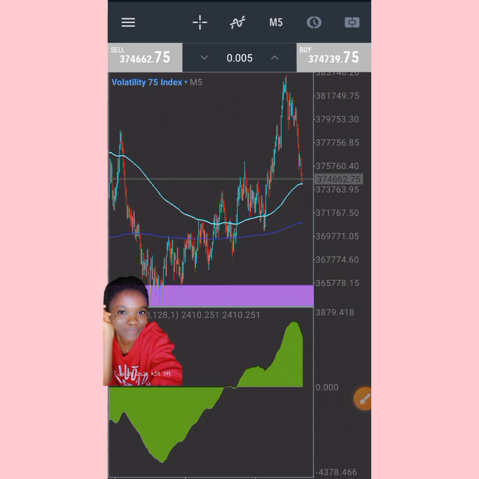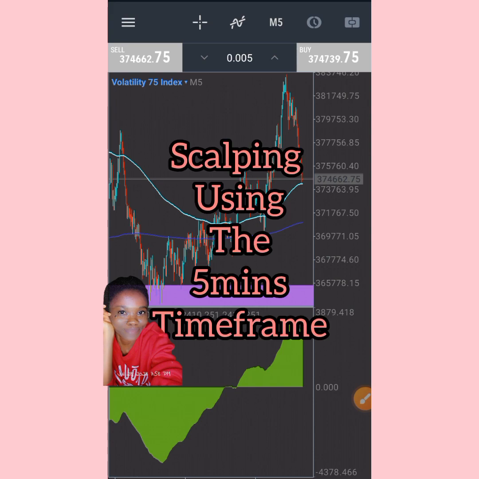Very simple to understand. Now, first of all, you're going to be dealing with the 5 minutes time frame because it's a scalping strategy. You can also do this on a bigger time frame, that is if you want to swing with it, but for this video I'm talking about scalping for the smaller time frames.